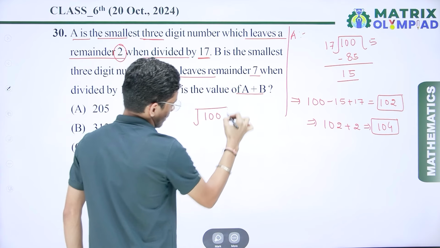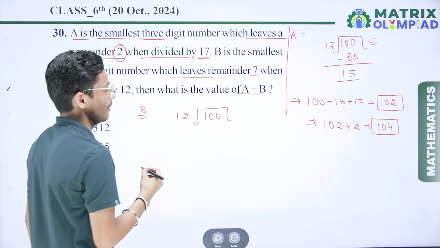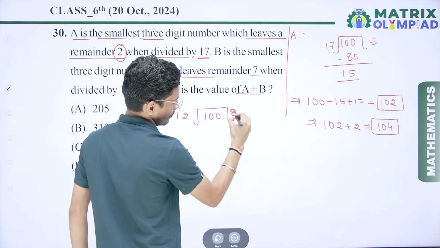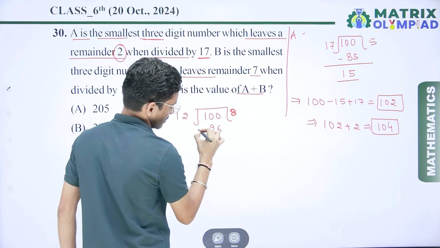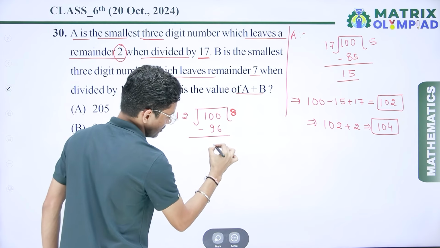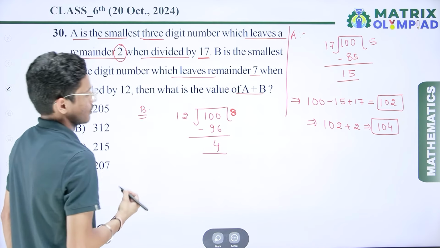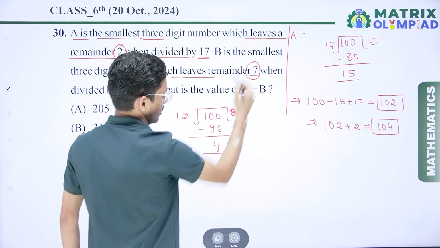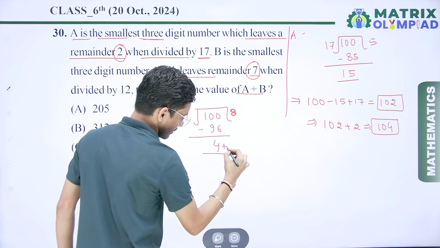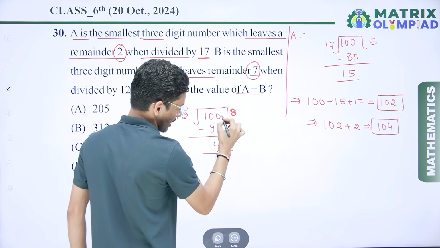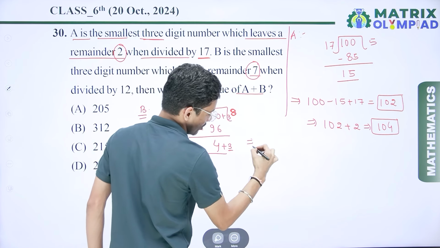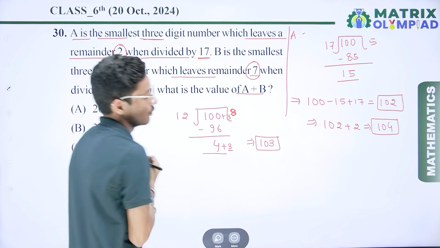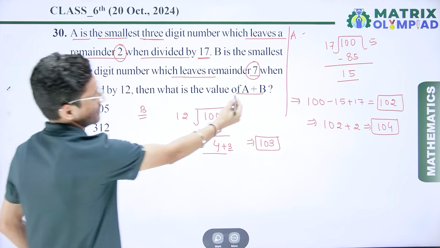So if 100 is divided by 12, 12 eights are 96. So if I subtract this, I get 4. So we require remainder 7. So here I add 3, because we require remainder 7. So I can say that the smallest 3-digit number, that is 103, when divided by 12, gives remainder 7. So we have to find the sum of A plus B.